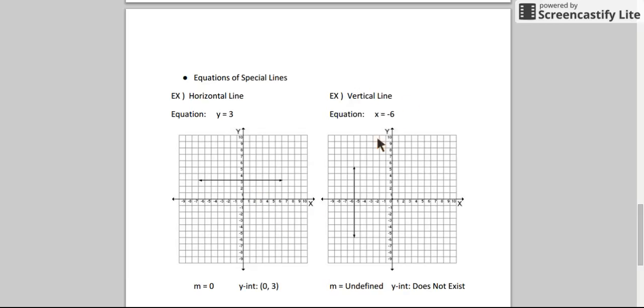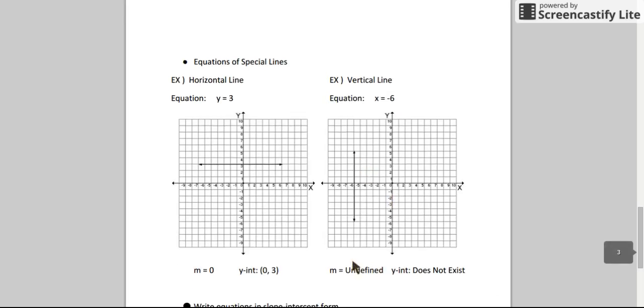Vertical lines are always going to intersect the x-axis. So we don't have a y equals equation anymore. We just have an x equals equation. And it's going to be x equals whatever the x-intercept is. Just like this is y equals whatever the y-intercept is, vertical lines are going to be x equals whatever the x-intercept is. So wherever our line crosses the x-axis, that's going to be part of our equation. We learned in a previous lesson that vertical lines have undefined slopes. And because we're never crossing the y-axis, the y-intercept does not exist. And we can shorten that to DNE if we would like.